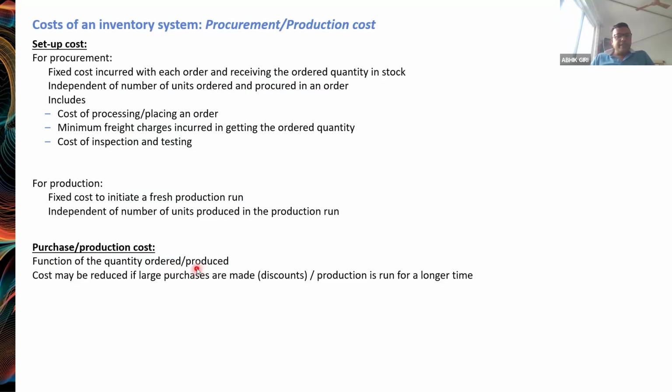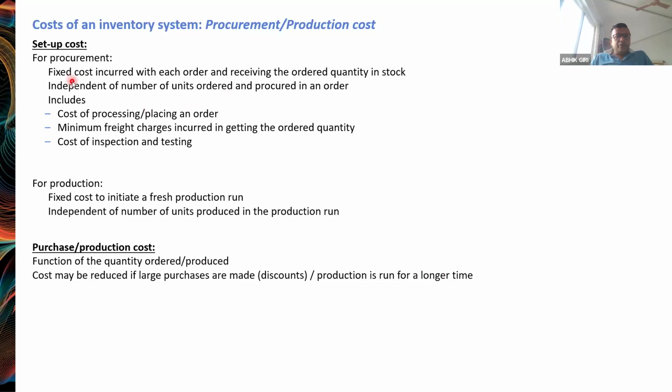The advantage of this is that if you are producing a large quantity, then the production cost per unit might decrease. Similarly, if you are ordering a larger quantity from your supplier, then the supplier might offer some discount.